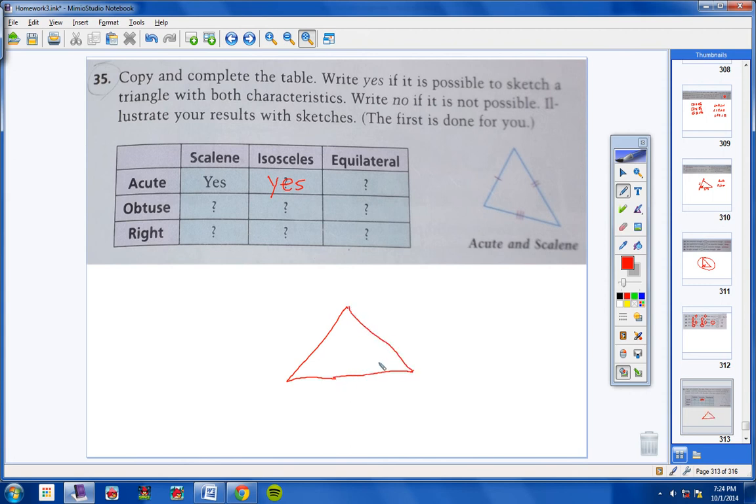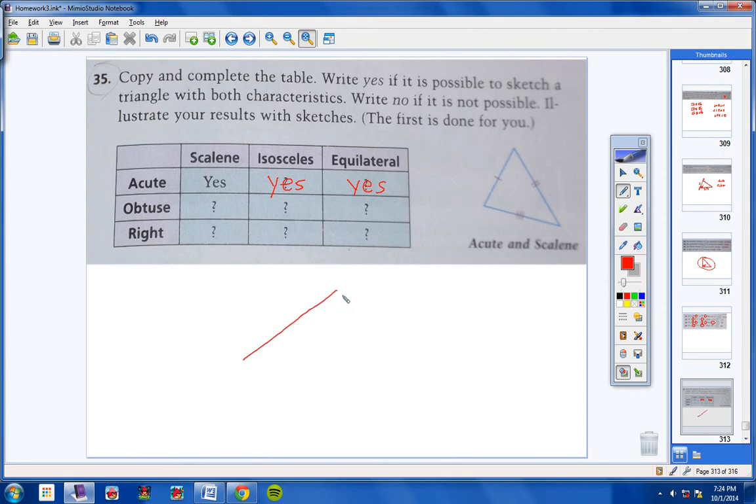If I draw an equilateral triangle where all three sides are congruent, then all of these angles here will definitely be less than 90. So yes, it is definitely possible. Obtuse triangle, scalene. Yes, definitely.